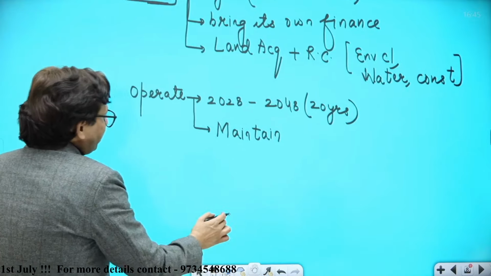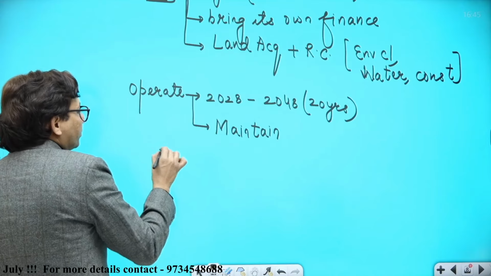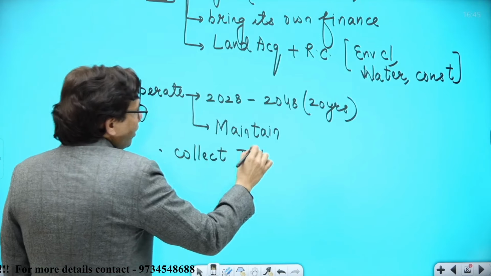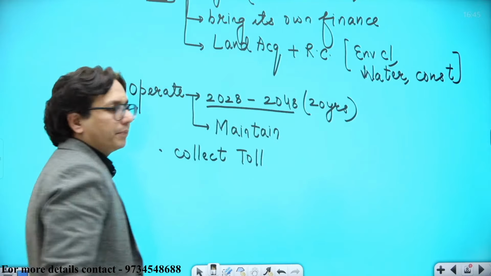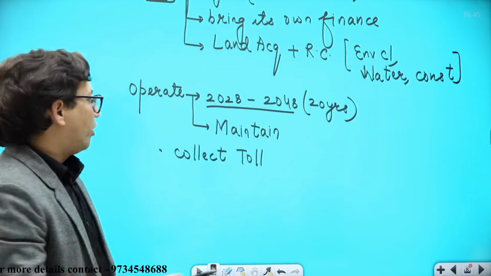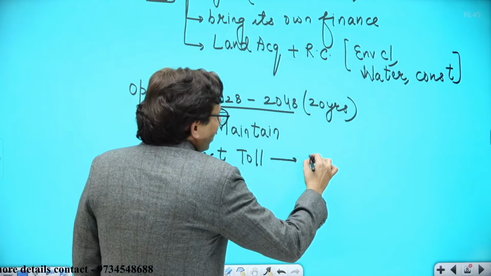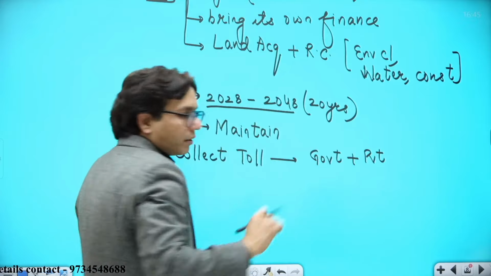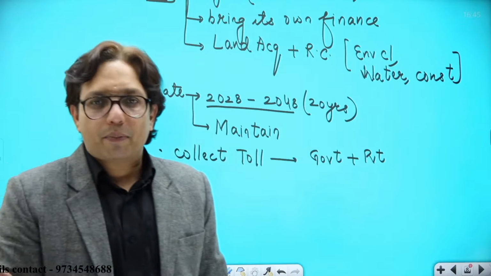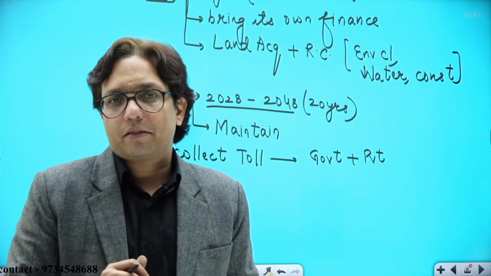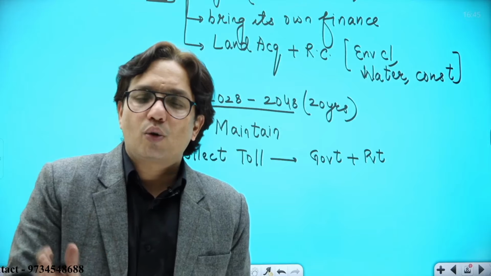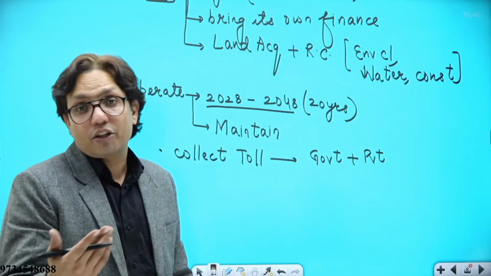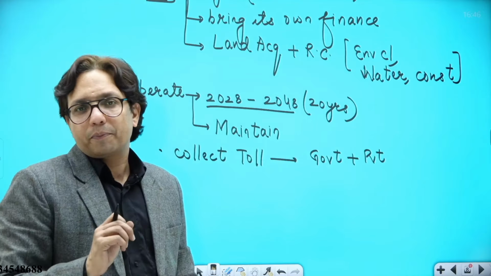Side by side, the party would also collect toll during this period. How much toll will be collected per vehicle? That would be decided by the government and the private party together. We cannot allow the private party to decide the price. Both of these parties would be deciding the price. Fair enough? The private party would be collecting the toll for these 20 years. Toll, how much toll will be there for a truck, for a bus, for a car, for a jeep, would be decided by both parties together.